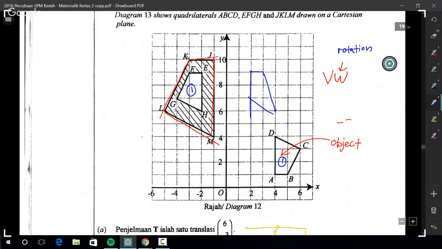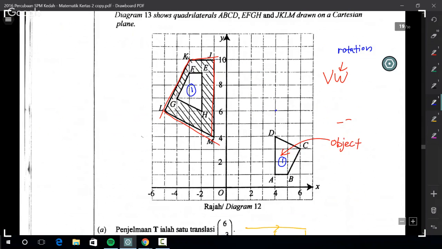Am I drawing something correct? Oh no, I drew something not correct. Yeah, I mean here should go into here. If it were reflection, the shape should look like this. So I know this is not reflection, right? So the only choice is rotation.